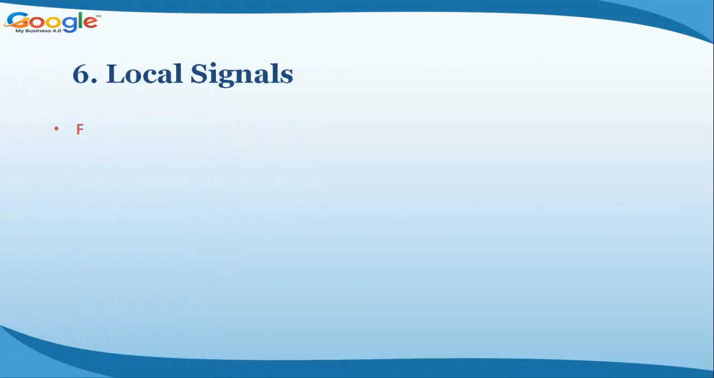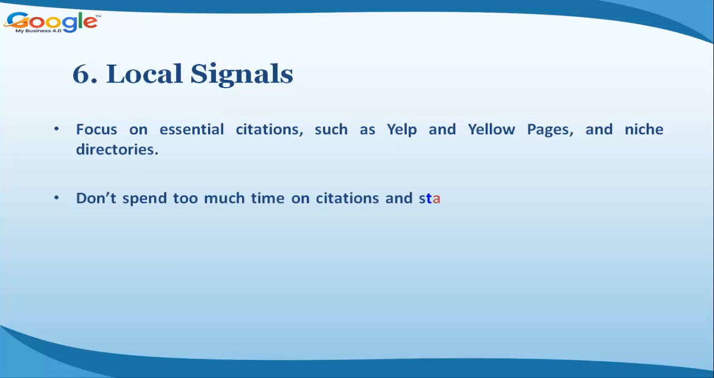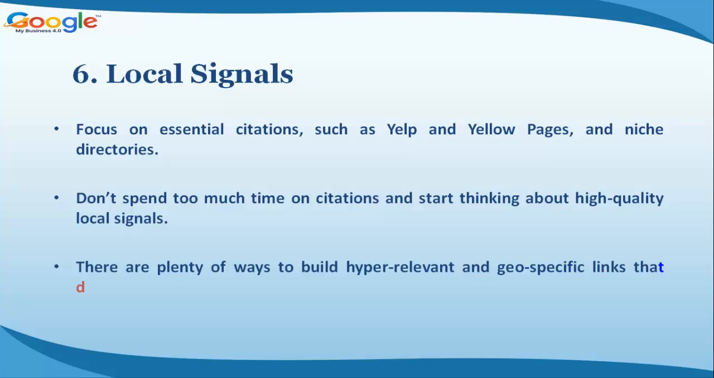6. Local signals. Focus on essential citations, such as Yelp and Yellow Pages and niche directories. Don't spend too much time on citations and start thinking about high-quality local signals. There are plenty of ways to build hyper-relevant and geo-specific links that don't involve shady citation sites.